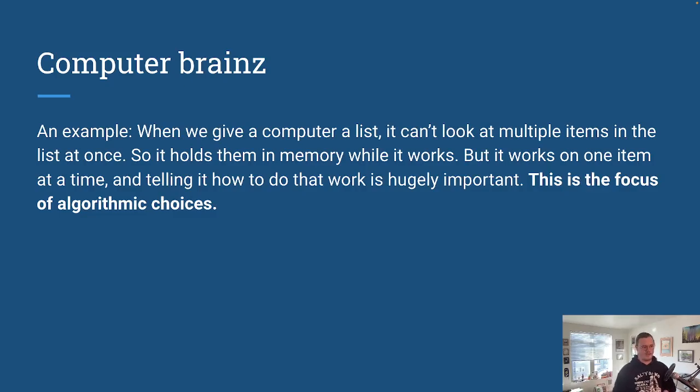It will hold other items in memory while it's working, but it works on one item at a time. So when we say add 1 to every item in an array, it goes to the first one and adds 1, then goes to the next one and adds 1, and then the next. It can't do it to all of them at once. Understanding what's going on under the hood is extremely important in understanding how to optimize our algorithms.